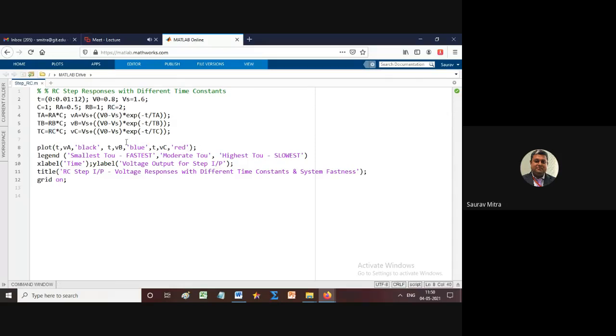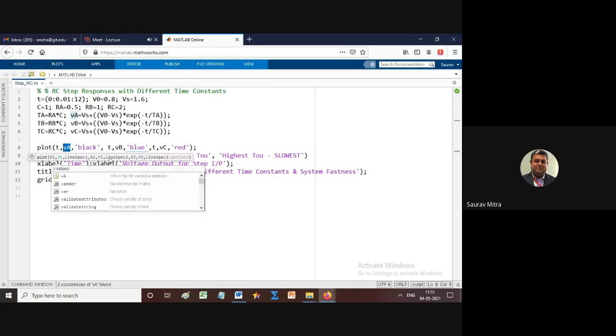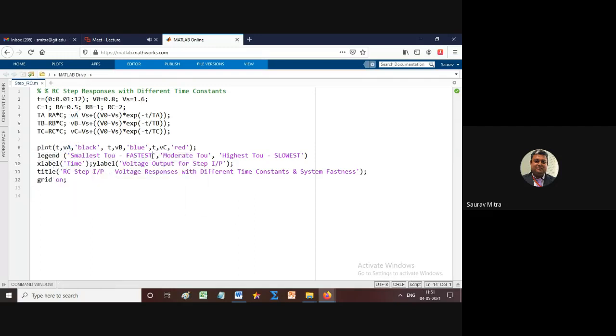So third case is given by red. Red is slowest, blue is medium, and black is fastest. So the rise of black will be very fast because the time constant is small. Smallest tau, it is written here, smallest tau fastest. There's a legend, and whatever parameter you define first, Va, will take the first legend. Whatever is Vb will take the second, moderate, and the last one.